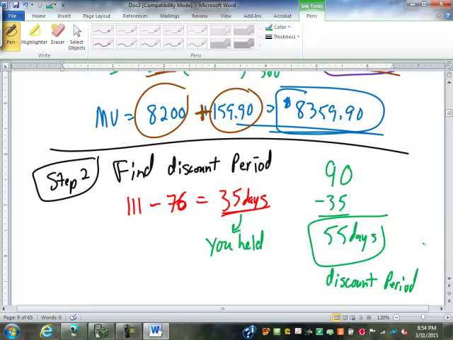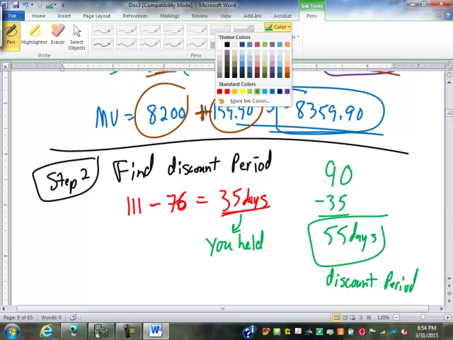Bank doesn't care how long we've had it. They care how long they're going to have to wait. It's their time that they want to charge for.